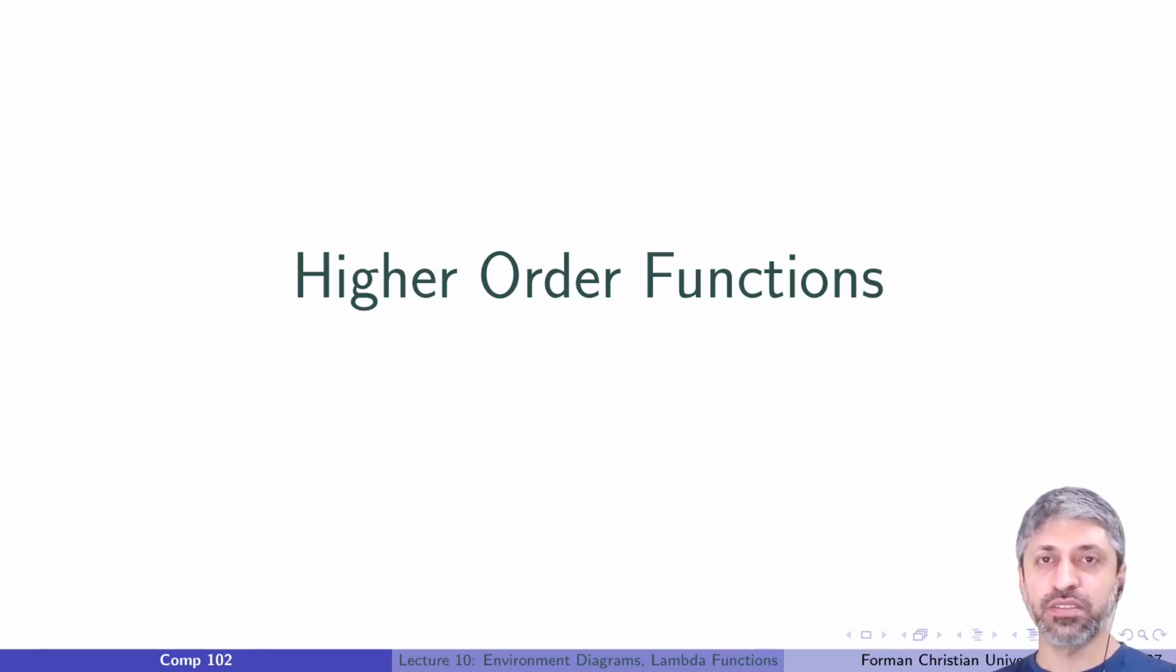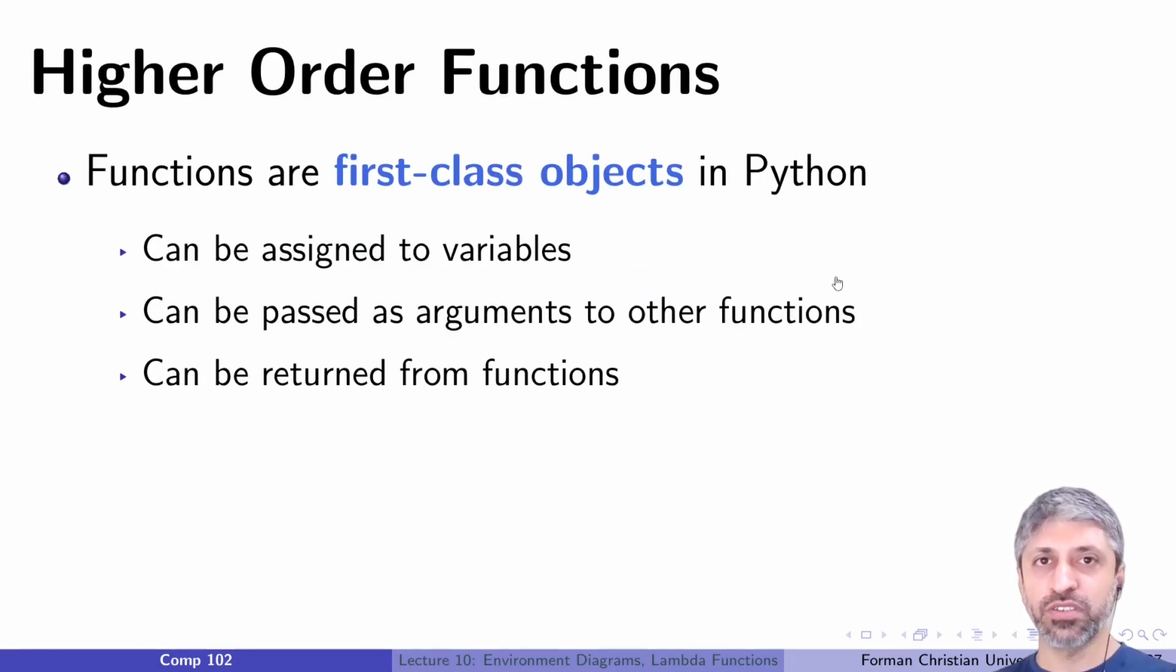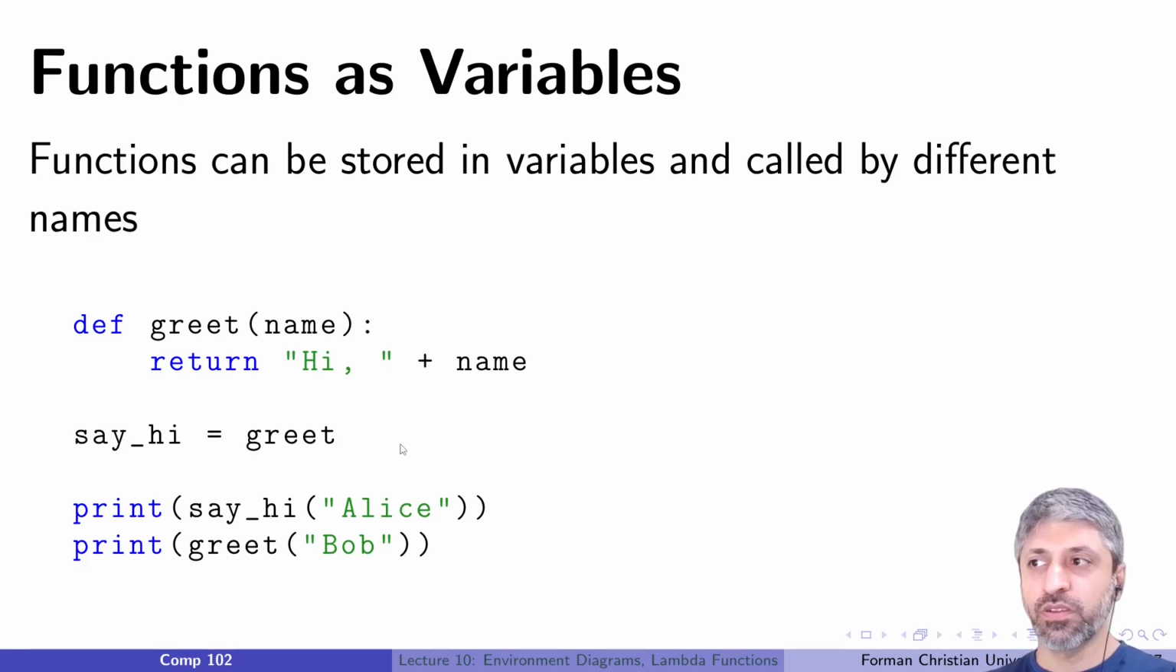You can store functions in other variables. We can assign the function to a variable, for example, you can pass it as an argument, and you can even return it from another function. So a higher order function is simply a function that either takes another function as an input or returns one as an output. Watch what happens here.